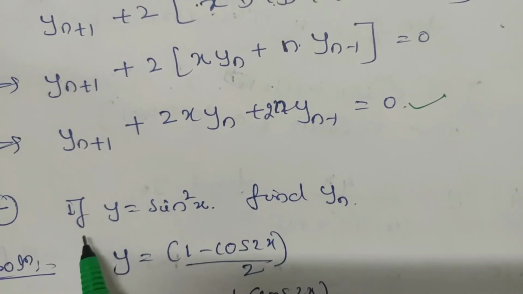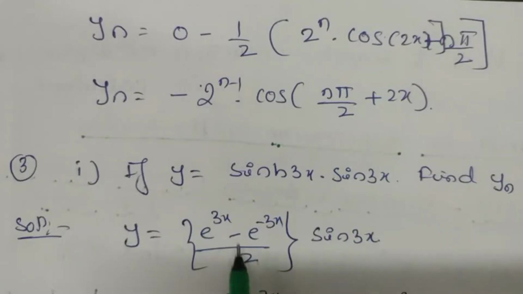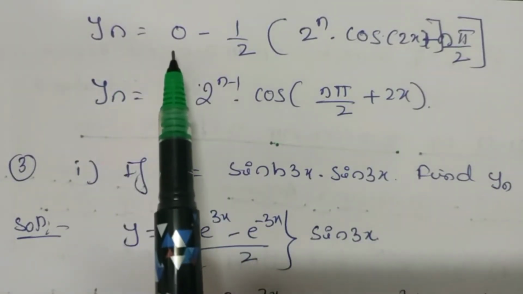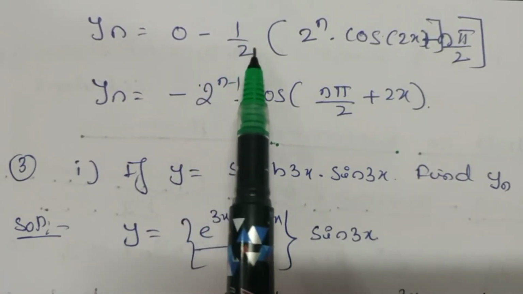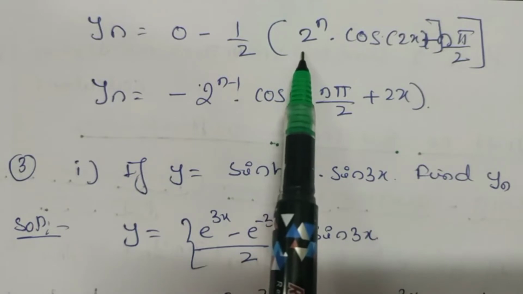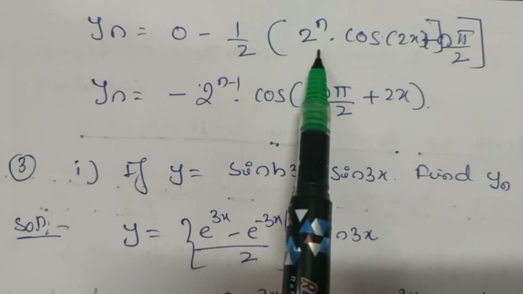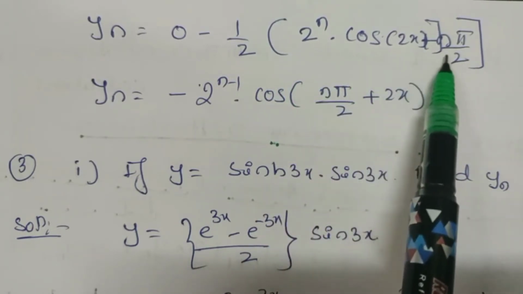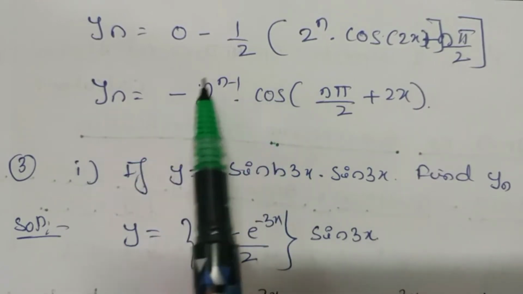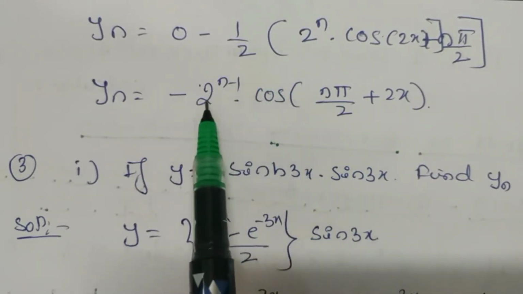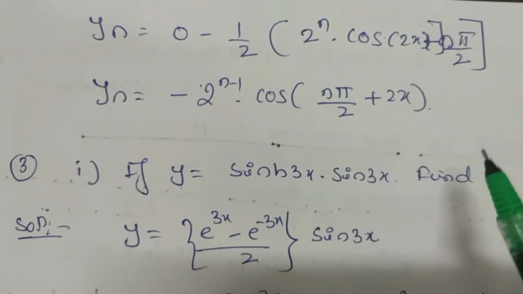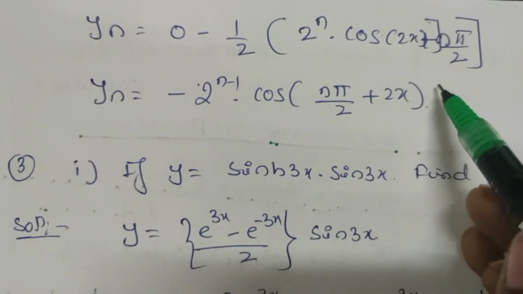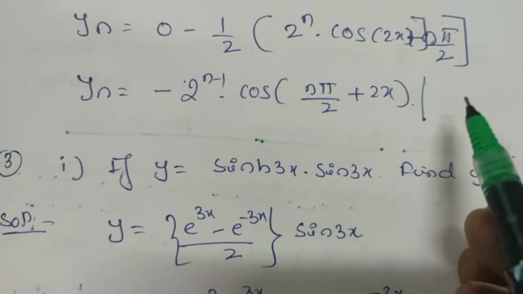Second example: if y equals cos 2x... nth derivative of 1 by 2 is 0, and minus this 1 by 2 constant as it is, nth derivative of cos 2x is 2 raised to n cos of 2x plus n pi by 2. So it can be written as 2 raised to n divided by 2, which is 2 raised to n minus 1, into cos of n pi by 2 plus 2x. We know because this is the standard formula of nth derivative that we studied.